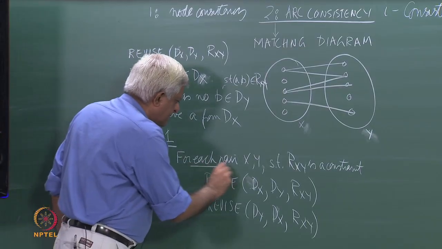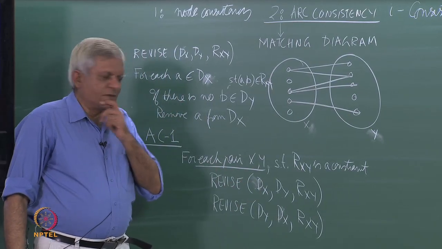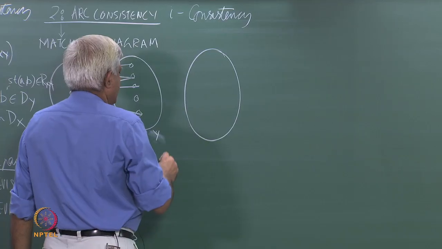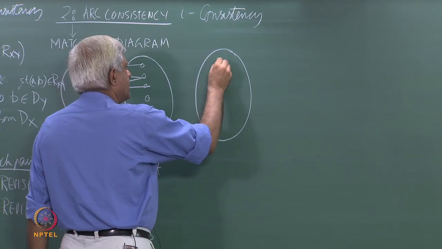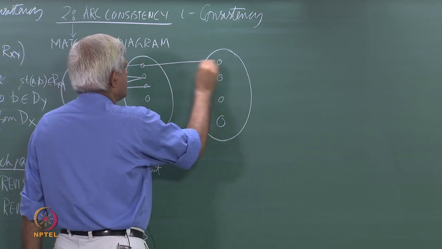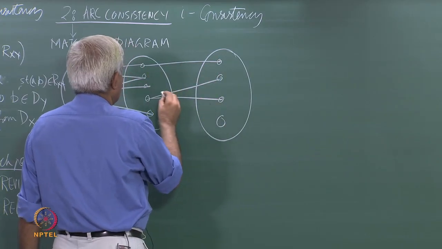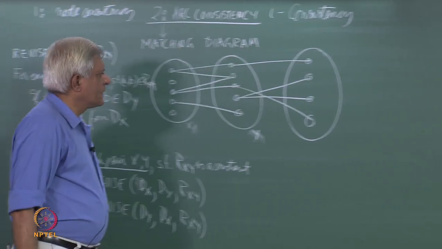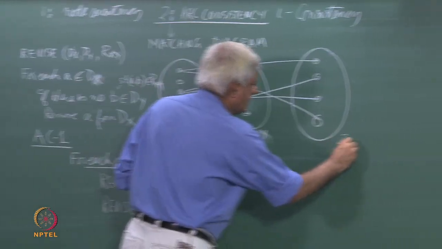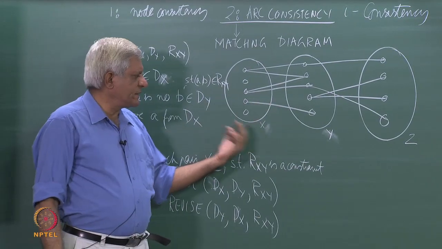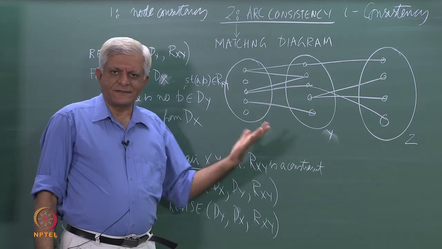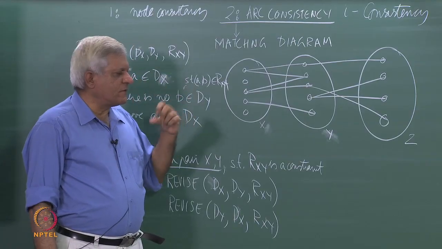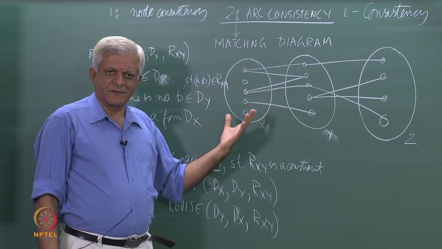So, for each pair x y of variables, we want to do this, which means if I have 3 variables, let us say I have something like this. So, this is x, y and z. I have three variables, 2 relations between x and y and z, and I want to make this network R consistent, which means that every assignment to one of these variables can be extended to an assignment of 2 variables.